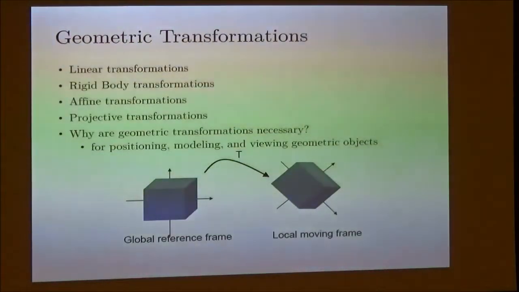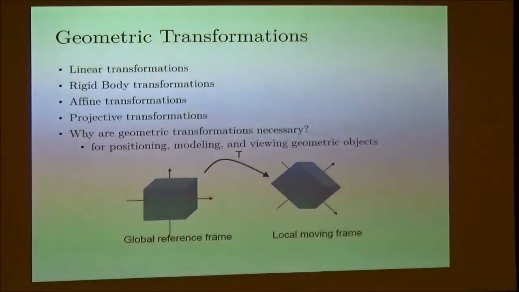Let's talk about geometric transformations. Now we've seen what affine spaces are. We can talk about their associated transformation, which is affine transformation. We talk about vector spaces, linear spaces, we can talk about linear transformation. And ultimately, we want to get to this rigid body transformation and see how we can use complex numbers to do rigid body transformation as well.